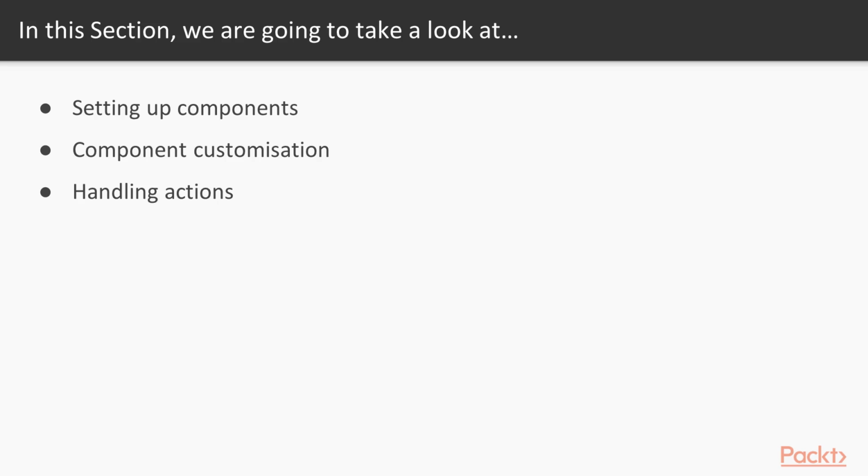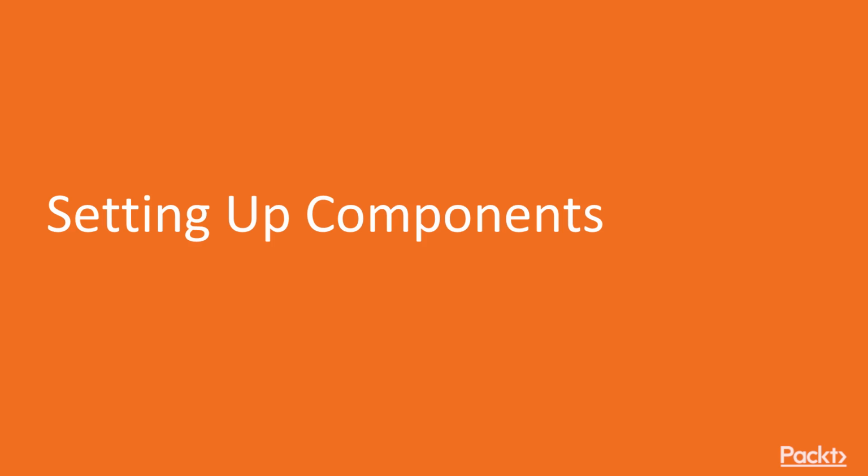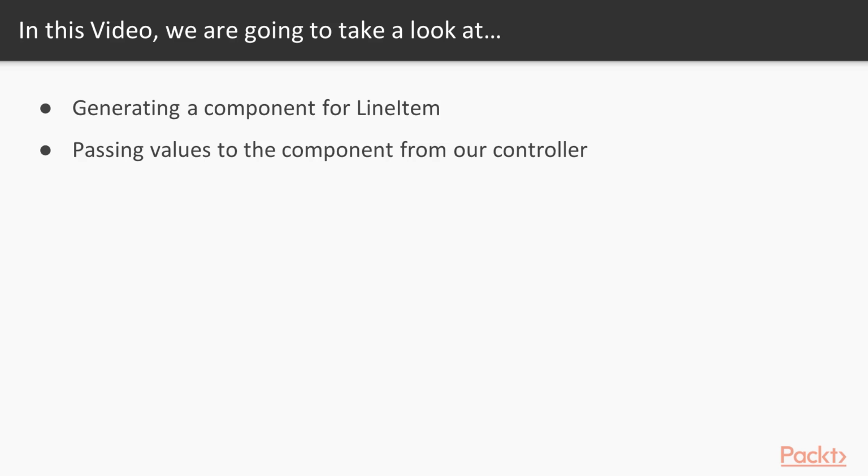To handle actions, we use the data down actions up pattern, which is the pattern for handling data in Ember. So let us start with setting up components. In this video, we will generate a component for line item and then we will pass the values to the component from our controller.